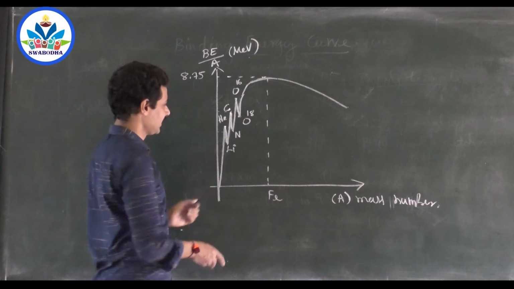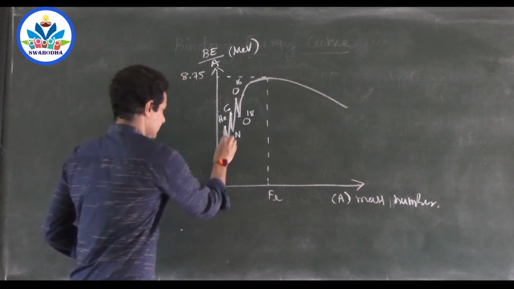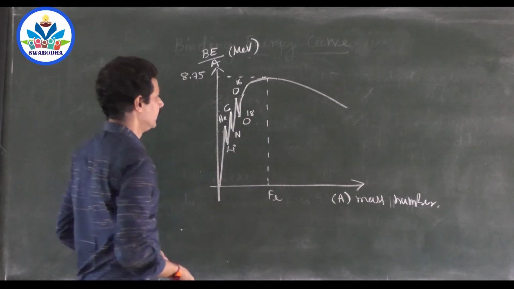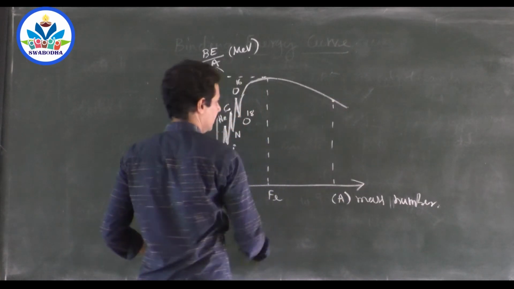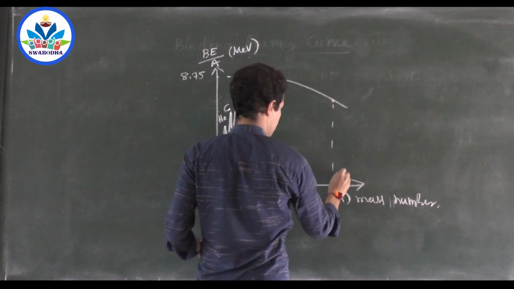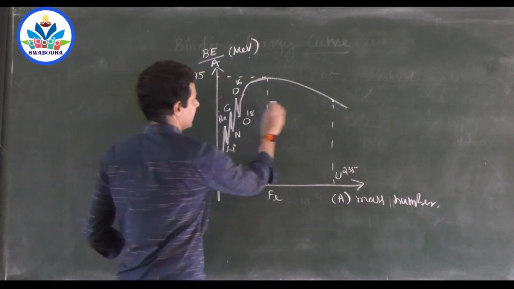But such spikes are not found anywhere else except here. So this is one range, and what about here? See uranium, say 234, then uranium 235, something like this. It is not stable. Its binding energy per nucleon is less.